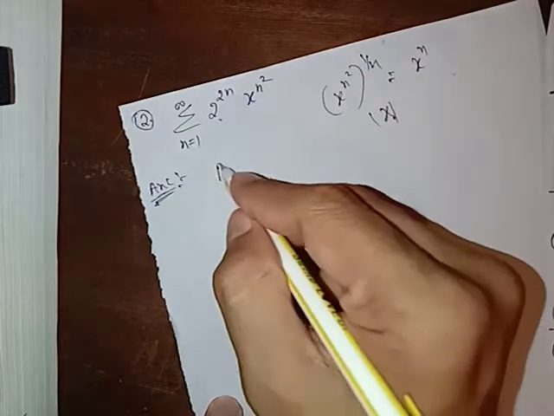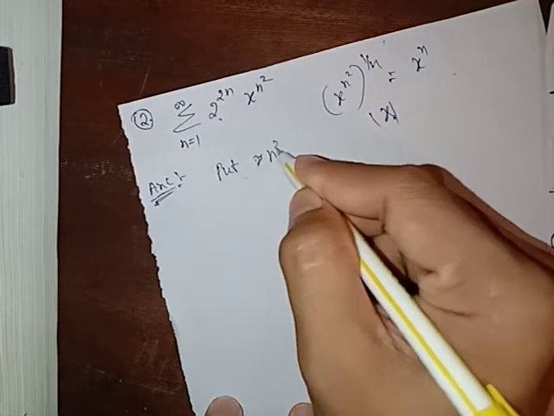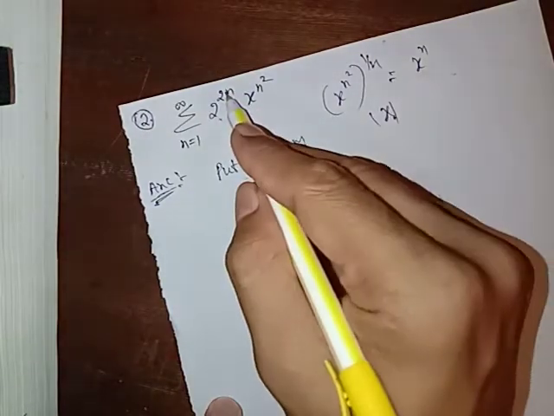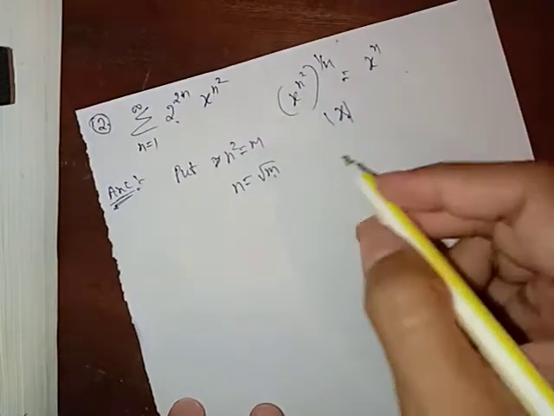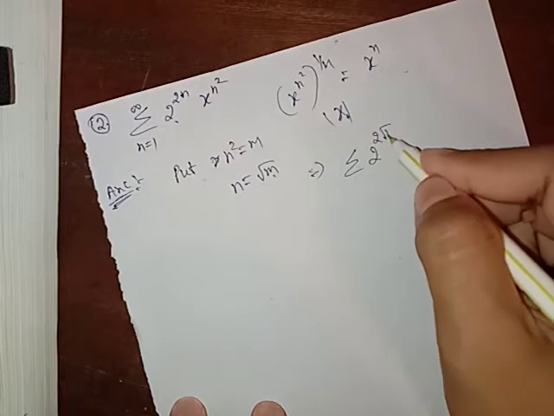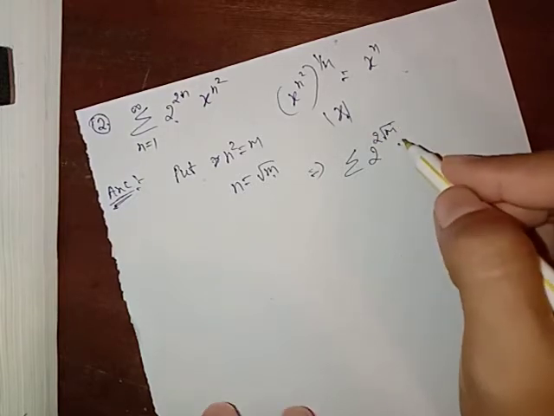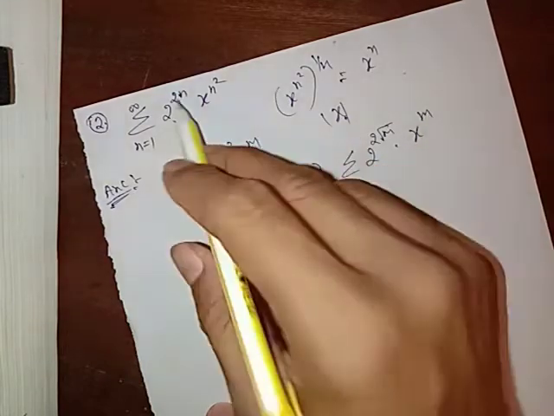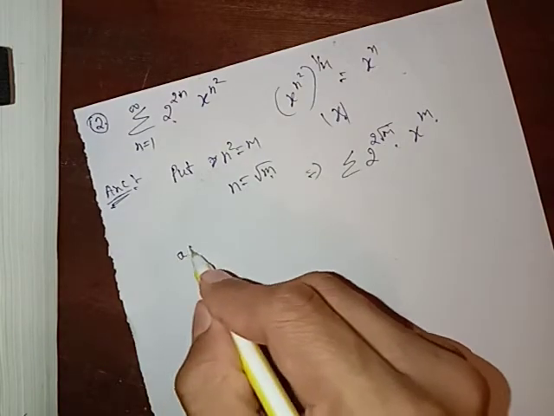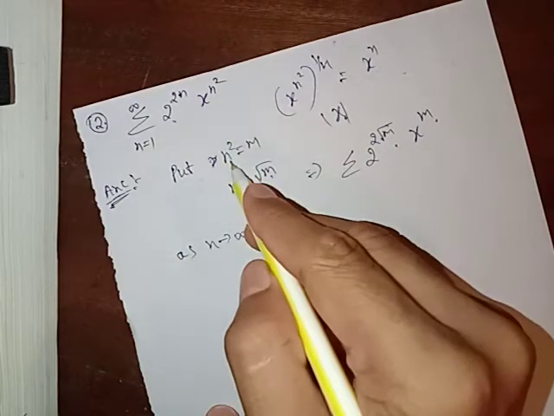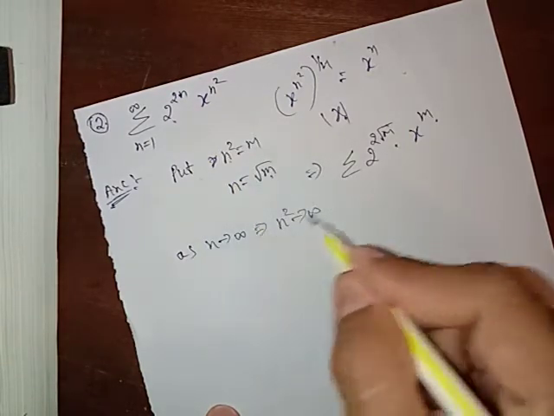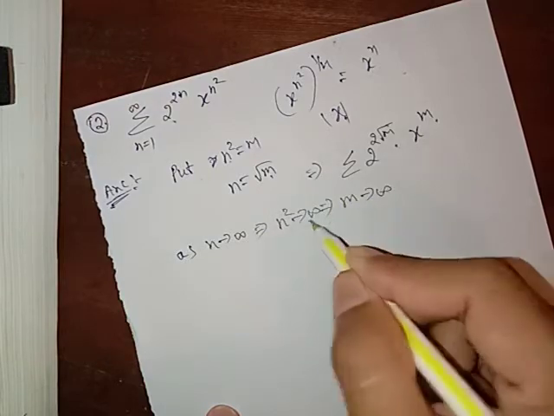So put n square is equal to m. Then n is equal to root of m. So in place of n, if we put root of m, then this series becomes 2 raised to 2 root m into x raised to m. The series becomes this type. Now we know that as n tends to infinity, n square also tends to infinity. This implies m also tends to infinity.